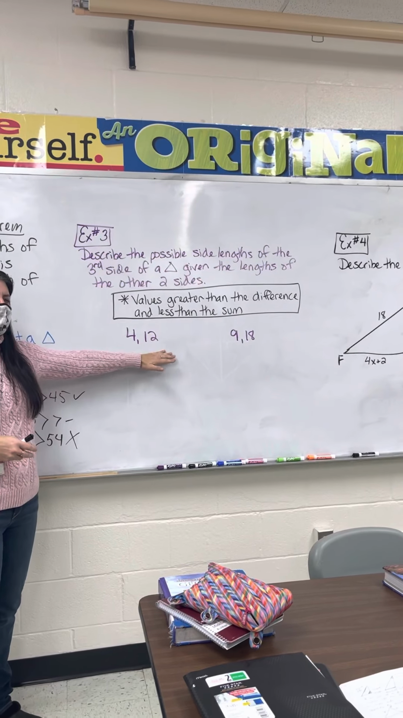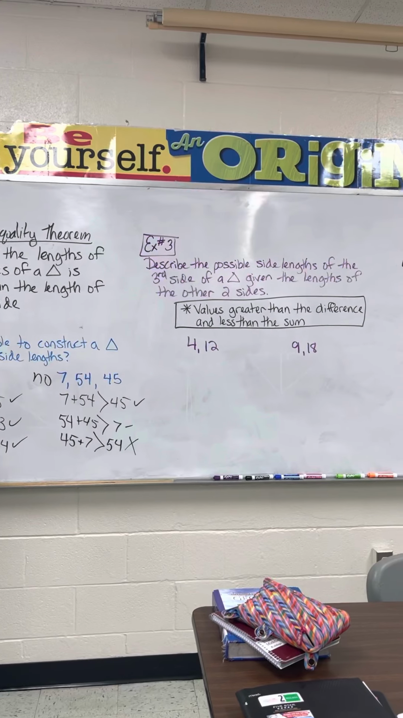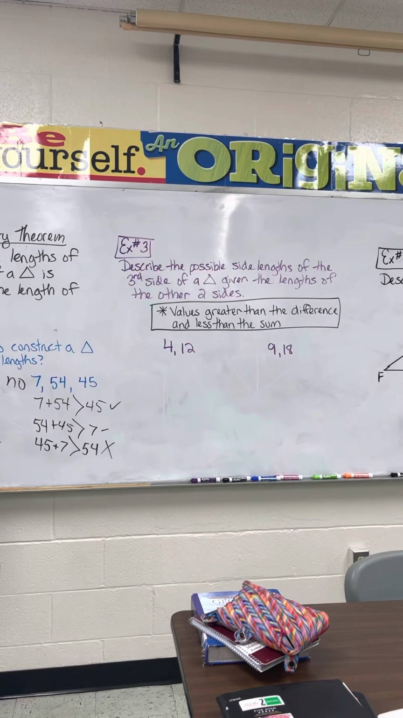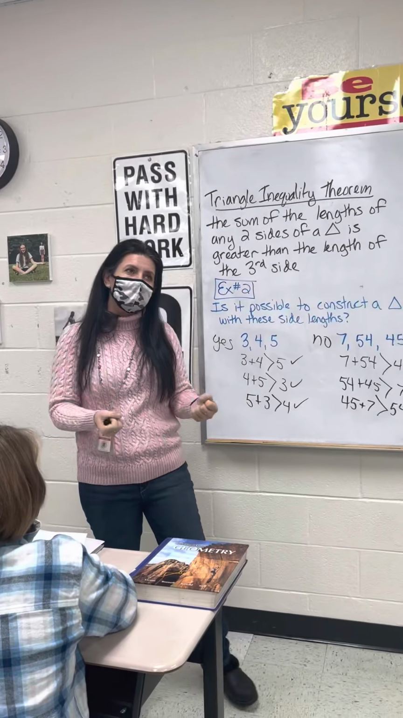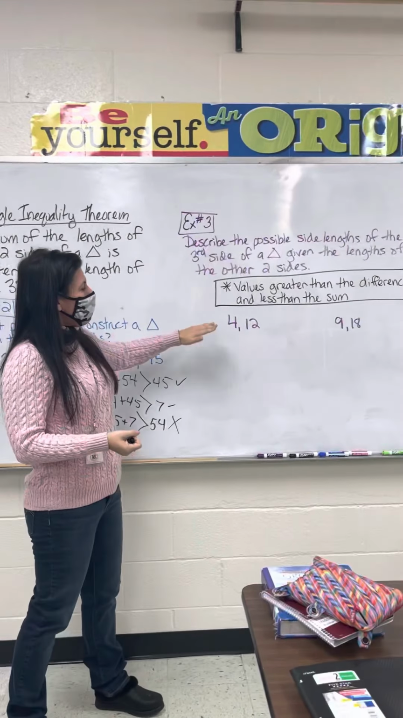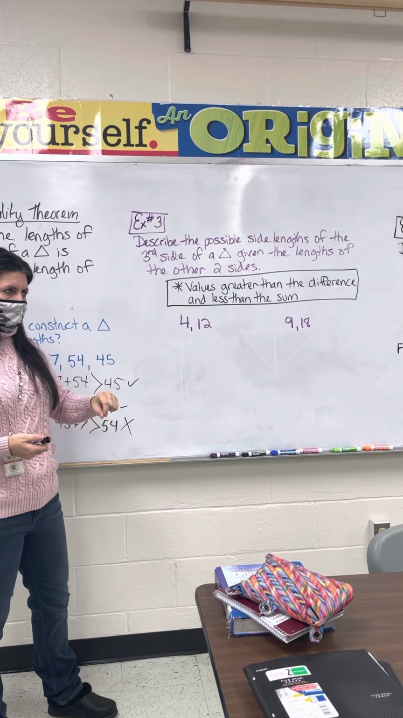Very similar situation with these. It says, describe the possible side lengths. It means what could they possibly be? When they say describe, it's not just going to be a real quick, easy answer. It's going to be describe it. So we're given two side lengths. What could that third side length be?